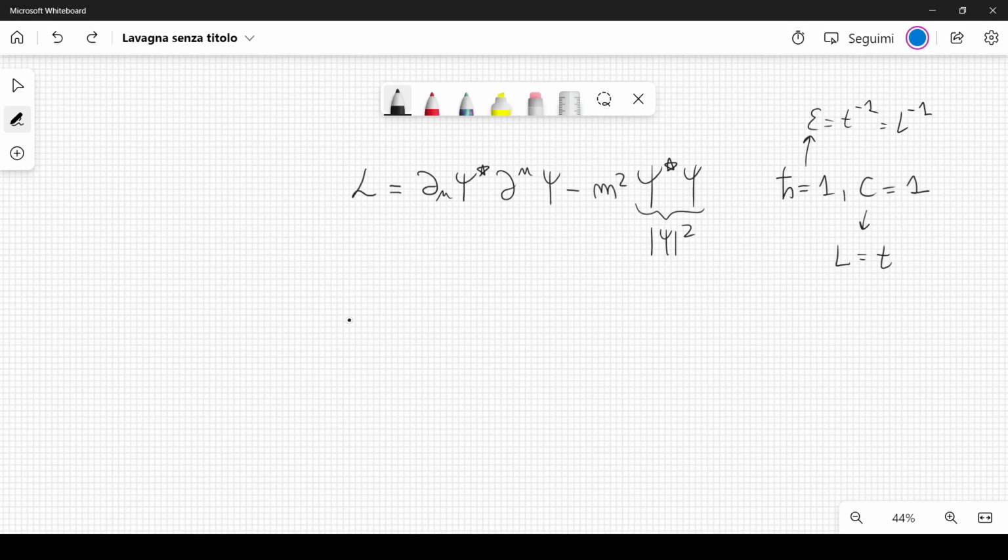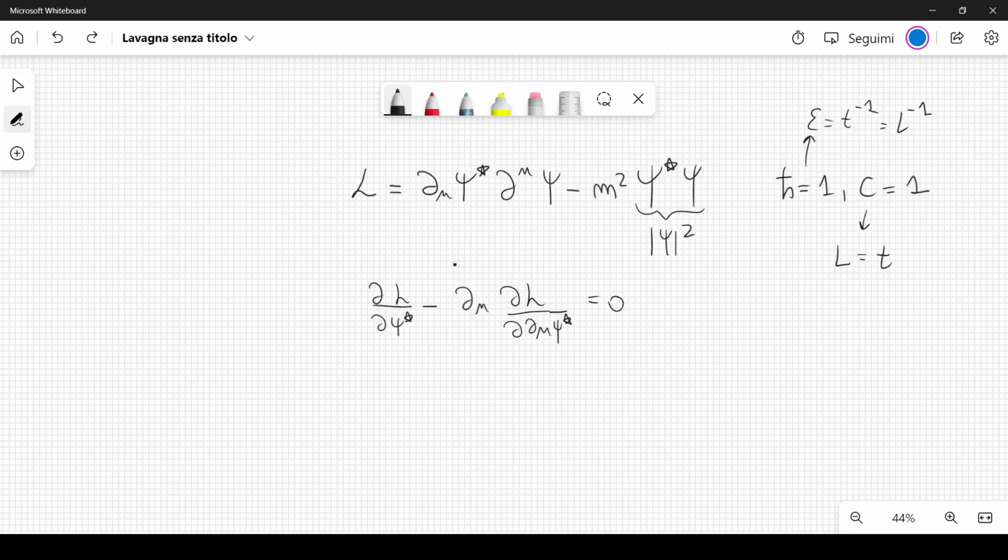Now, from this Lagrangian, we can write the equations of motion. In general, we have to treat ψ* and ψ as two independent fields. So we have two independent field equations that we can write down. So we can write ∂L/∂ψ* minus ∂_μ ∂L/∂(∂_μ ψ*) equal to 0. This is one where we put ψ* here, and in principle we also have another one where instead of ψ* we consider ψ. Now I'm just going to write this.